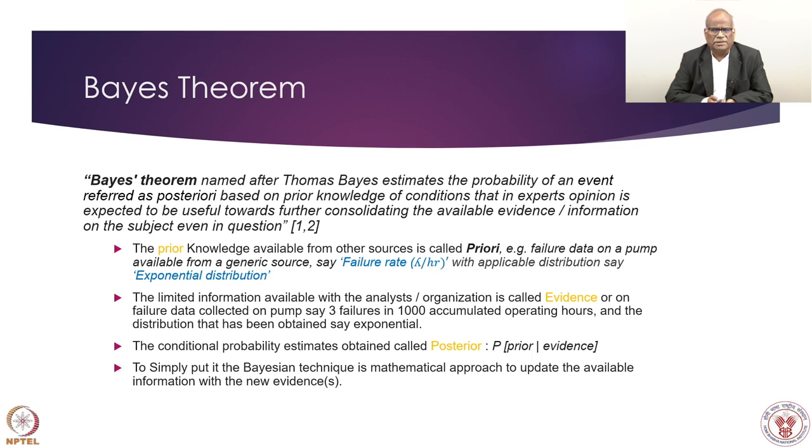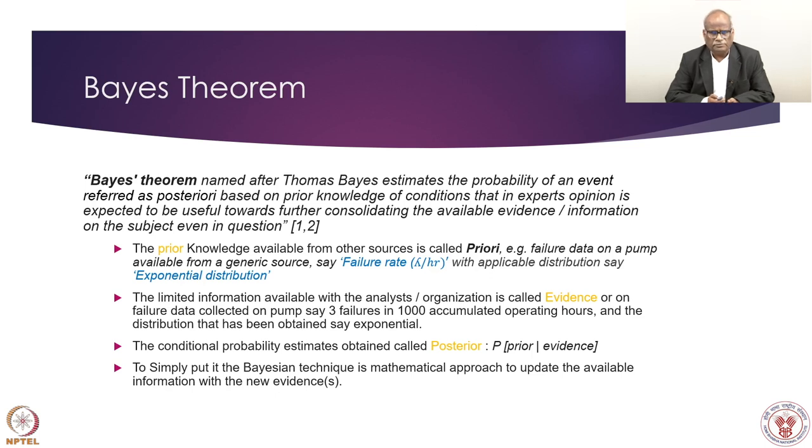The Bayesian approach forms an estimation of the posterior. Posterior means the result we want, based on the prior, that is the generic data that is available, together with the evidence, that is our limited data available. So the posterior will mathematically provide a result based on the availability of data from the generic source and the plant-specific source.